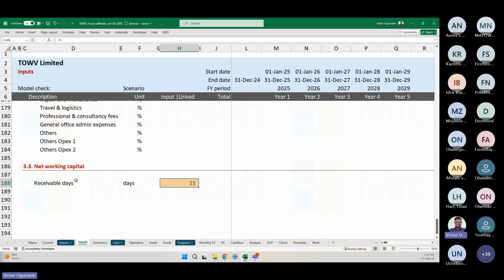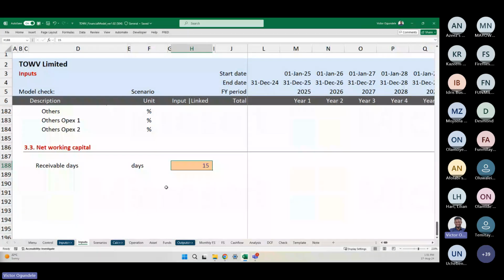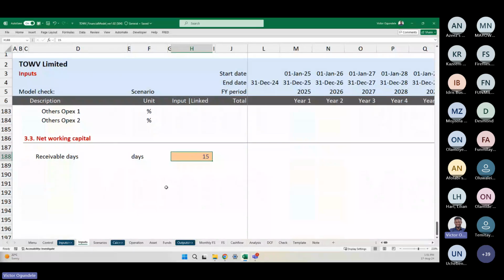Then there are also industry averages that we consider at times. 45 days? No, I don't think so. In an advanced country, I don't think it should be up to 45 days for you to collect your cash. That's much. Well, it could happen, right? It could happen. Don't worry, I leave you to do the remaining one.